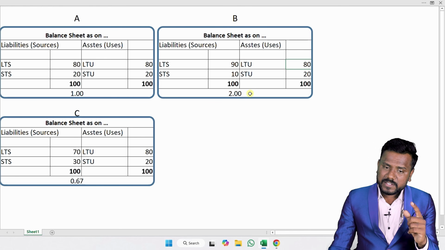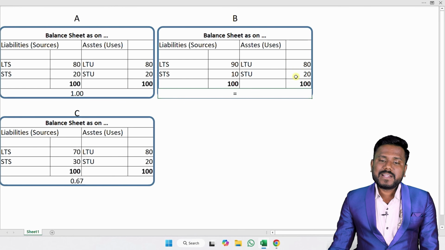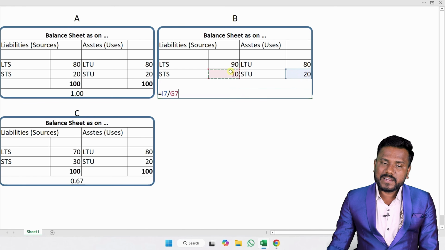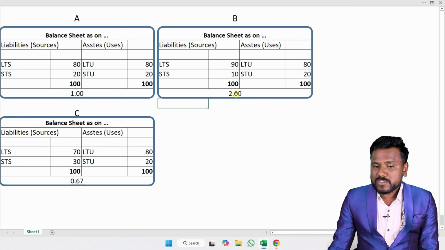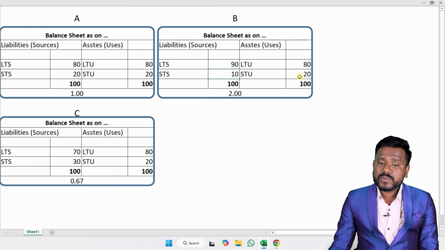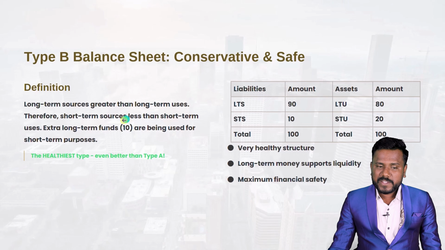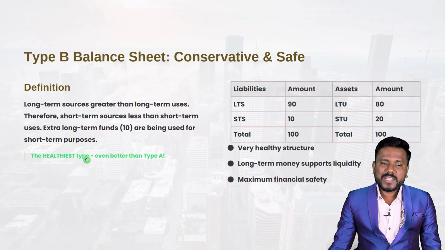And if you see the current ratio of this company, what is the current ratio formula? Current assets divided by current liabilities. What does it mean to say 2 rupees? To pay 1 rupee of liability, they have 2 rupees in the accounts. So this company is in a good position. So this is what you have to understand. So company B is the healthiest type, even better than type A.